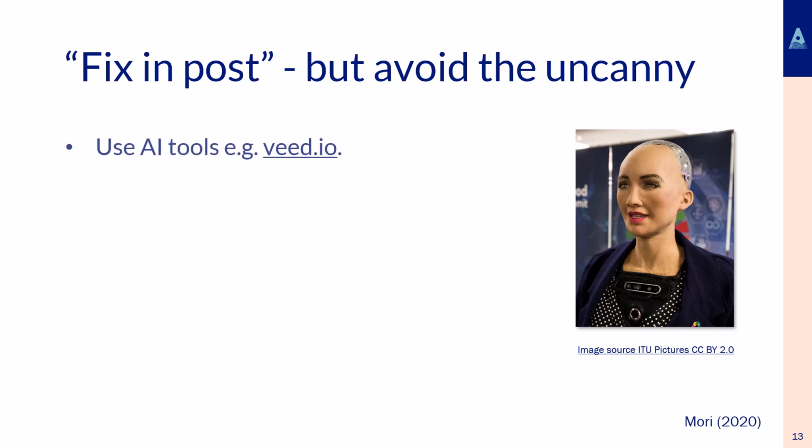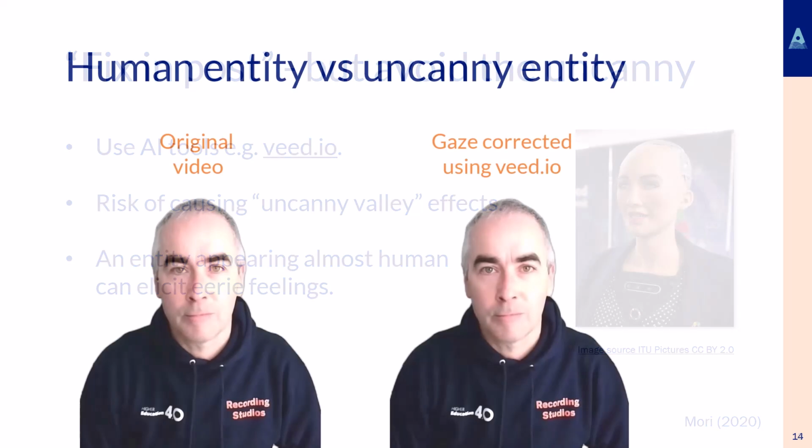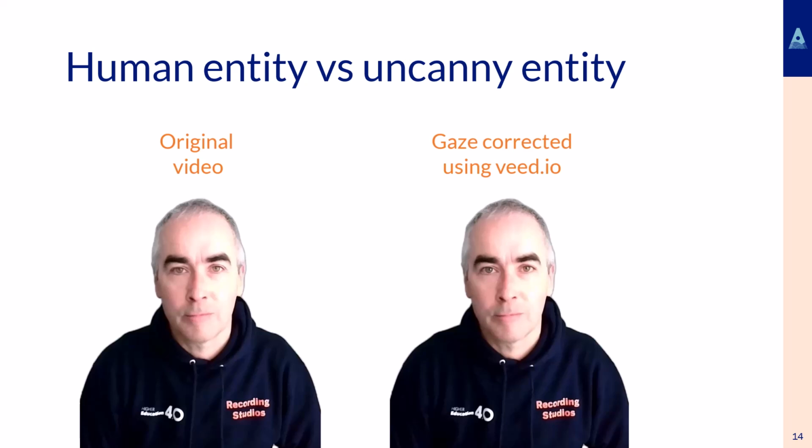We can use AI tools, for example Veed.io, to correct eye gaze direction. This works surprisingly well as long as you don't look down too much or keep changing your gaze in all directions. There is a risk of introducing so-called uncanny valley effects. This is where an entity appears almost human, but something is not quite right, and it can feel strange to the viewer. Let's have a look at an example of this based on Veed.io.